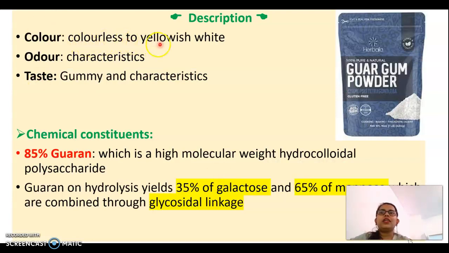It is colorless to yellowish white, as you have seen in the previous image. Odor is characteristic. Taste is gummy and characteristic. The most important chemical constituent present in guar gum is 85% guaran, which is a hydrocolloidal polysaccharide. You know a polysaccharide has a long chain of sugars. When guaran undergoes hydrolysis, it gives 35% galactose and 65% mannose, combined through glycosidic linkage.